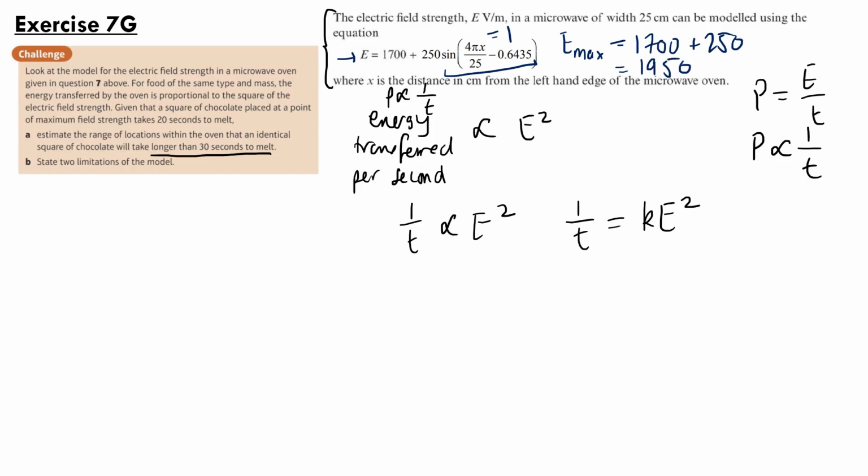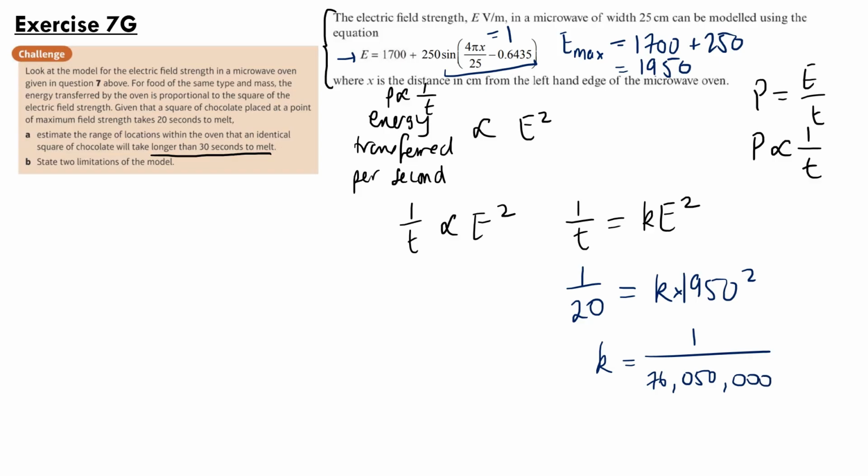Okay, so we know the maximum field strength, so we can plug that into this equation down here. So E squared is 1,950 squared. We're trying to find K, and the time is 20 seconds, so 1 over 20. Then we can rearrange to find K, which turns out to be 1 over 76,050,000.